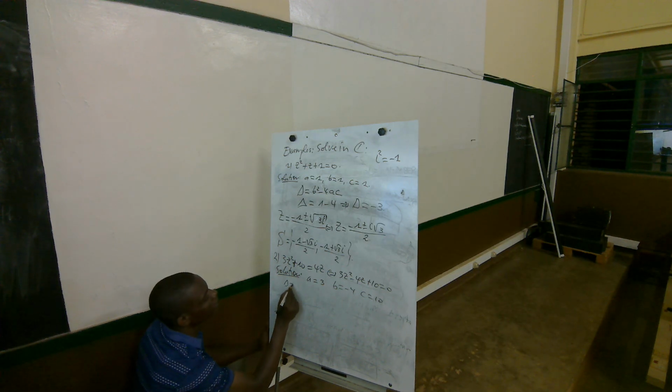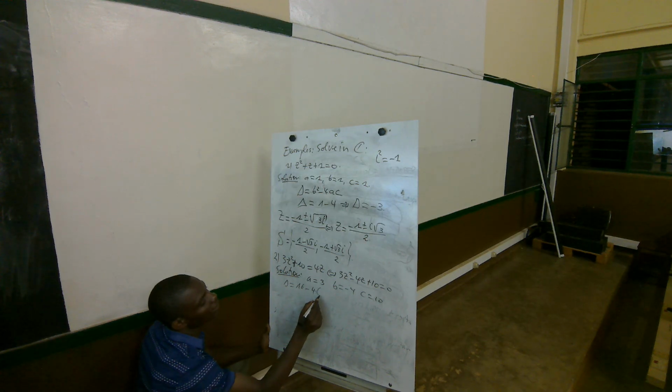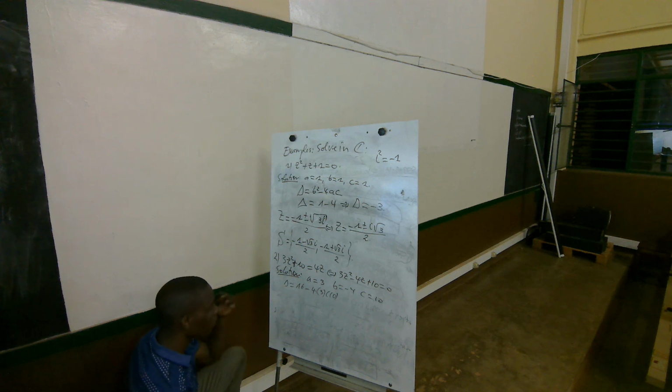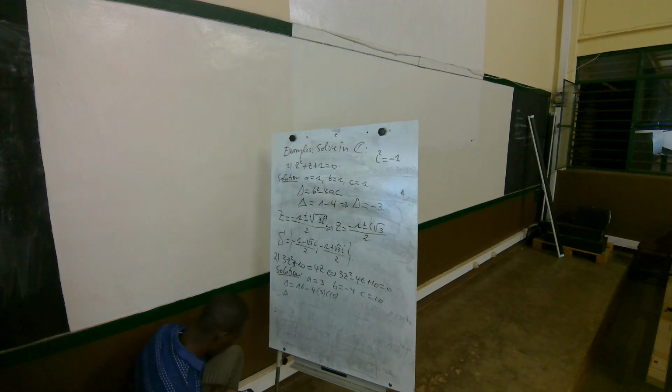Then the determinant is equal to b squared, which is 16, minus 4ac, that is 4 times 3 times 10. Now this is equal to what? This will be equal to 16 minus 120.